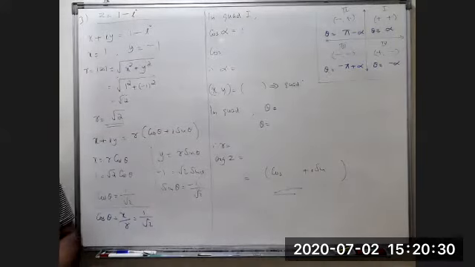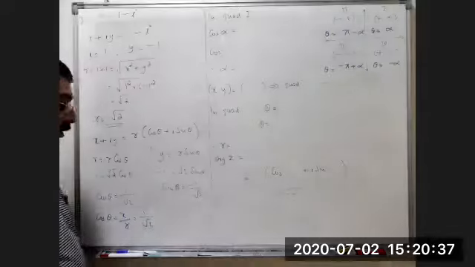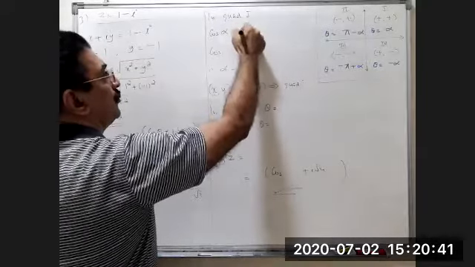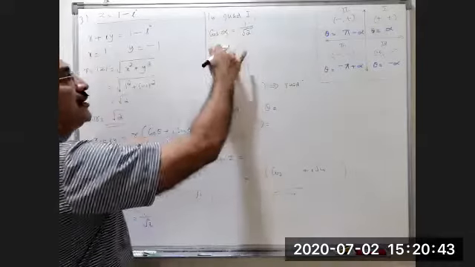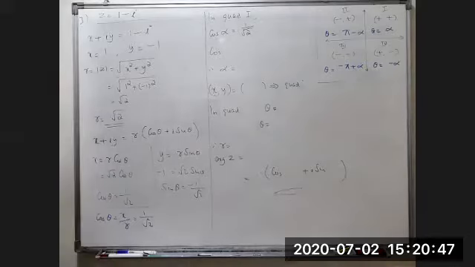Now see that in quadrant 1, for cos alpha, we always take the positive value. Anyway, here it is already positive. Think it: cos of which angle will give 1 by root 2 as the answer?